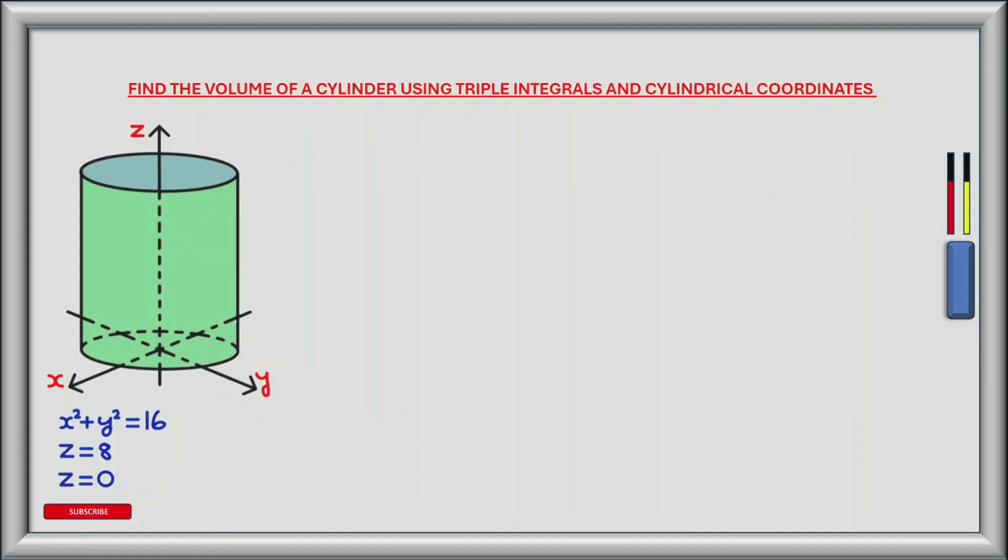Let's use triple integrals and cylindrical coordinates to find the volume of a cylinder. I appreciate there are other simpler ways of doing this, like using the formula for the volume of a cylinder. However, this example serves to demonstrate the techniques and steps of using cylindrical coordinates and triple integrals. For more complicated examples, you'll need to use these techniques, as there'll be no simple formula.